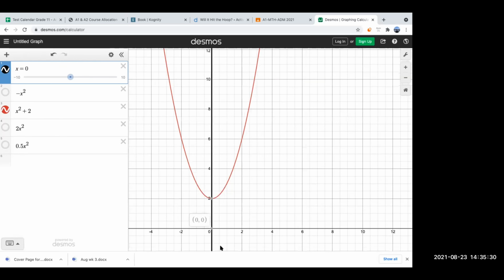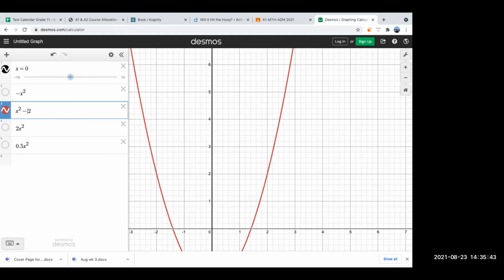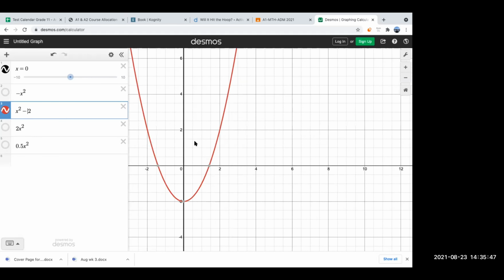Yes, sir. Now the y-intercept is 2. Yes, because the curve is intersecting the y-axis at 2. Now let me change this equation to minus x squared plus 2. Now see what happens to the graph.